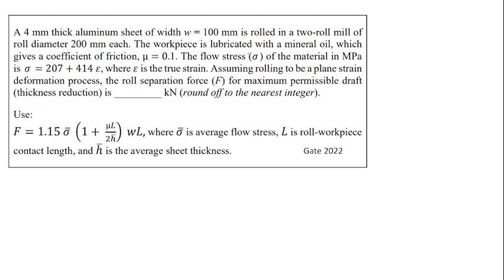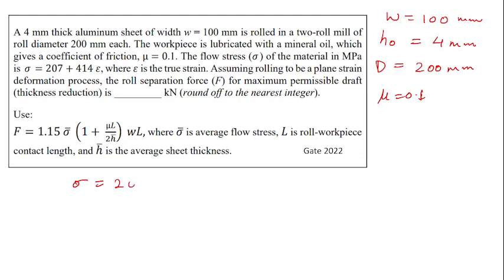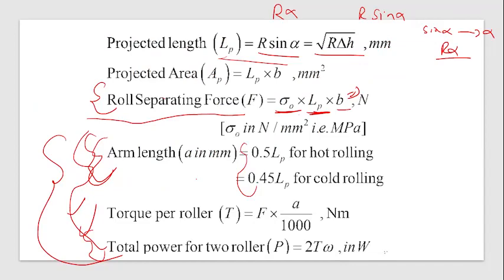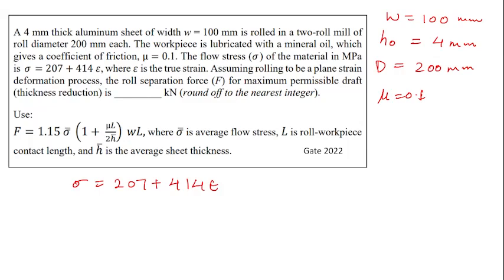Of width 100 mm. We'll write first thickness, your H naught is given as 4 mm. Then the diameter is given for your roller, that is 200 mm. Then what else is given? Mu is given, mu is 0.1. Flow stress of the material is given as 207 plus 414 epsilon. Okay, one more thing. What is this? This is your flow stress only, average flow stress.